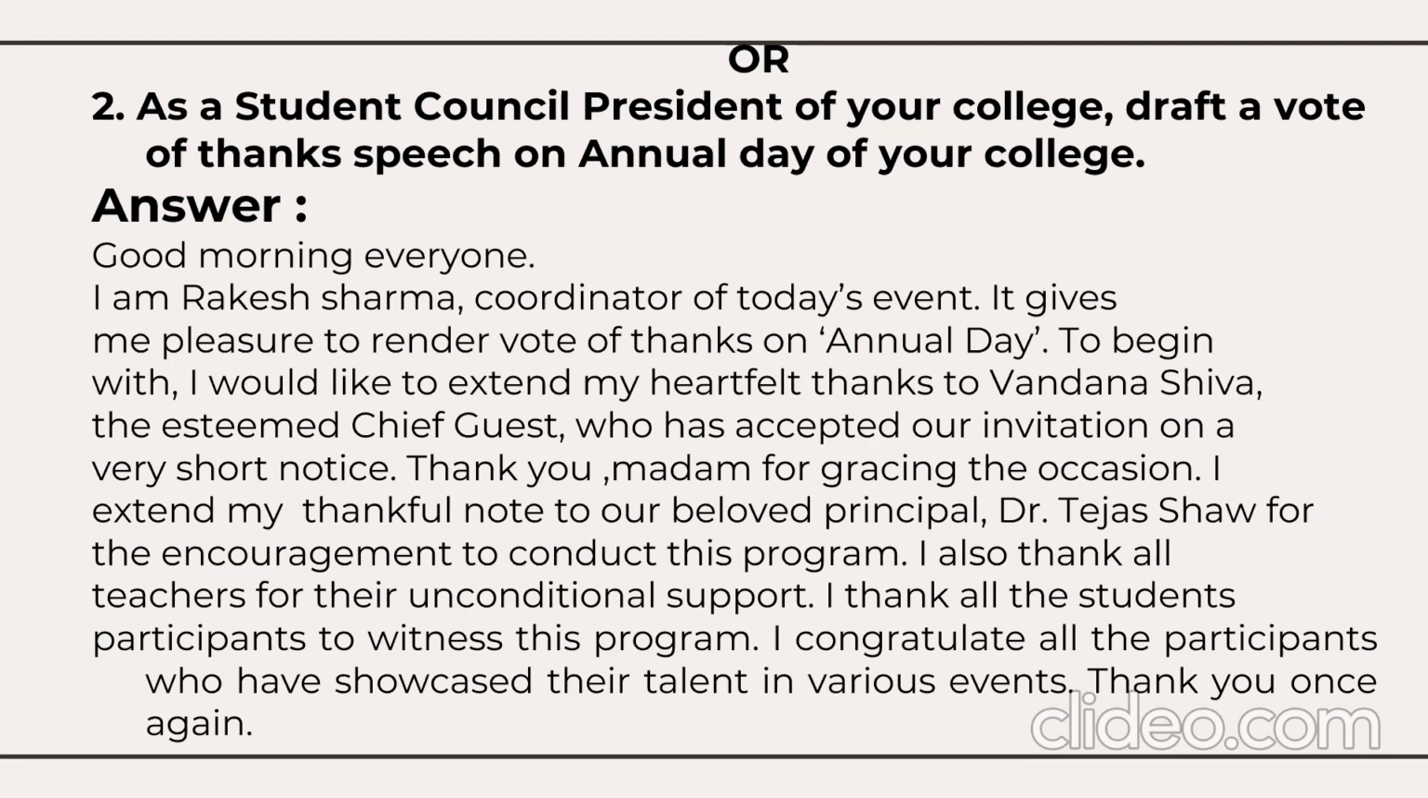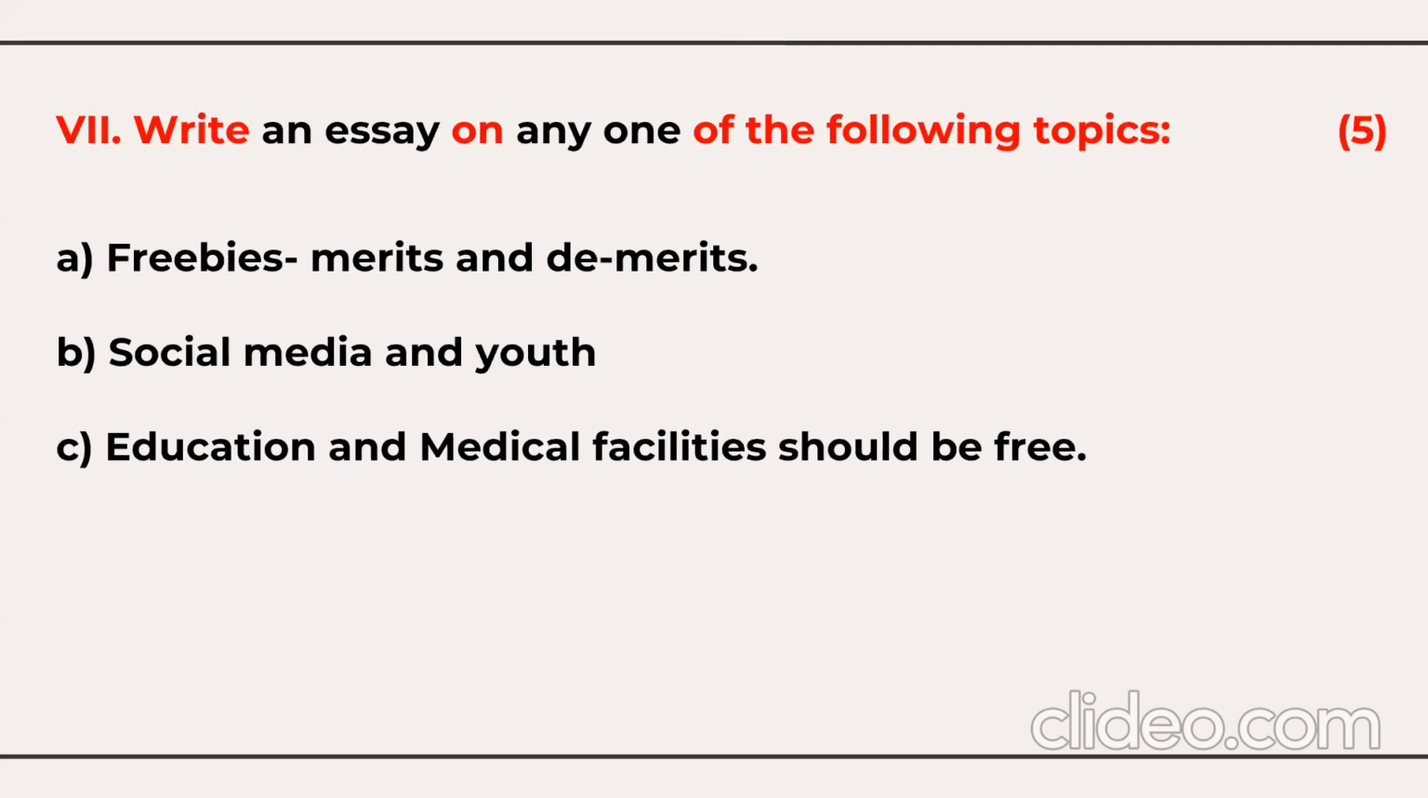Now, okay, you have the next question, a 5 marks question. You have 3 topics. You need to write an essay in about 250 words, a very short essay. Freebies: merits and demerits; social media and youth; education and medical facilities should be free. So you have 3 choices. Opt for one and write an essay.